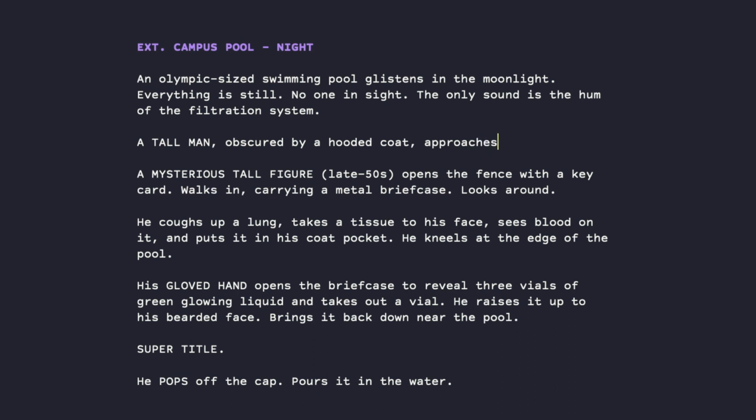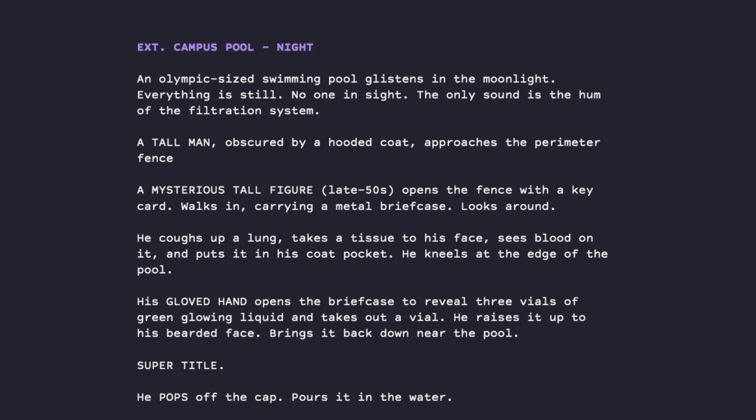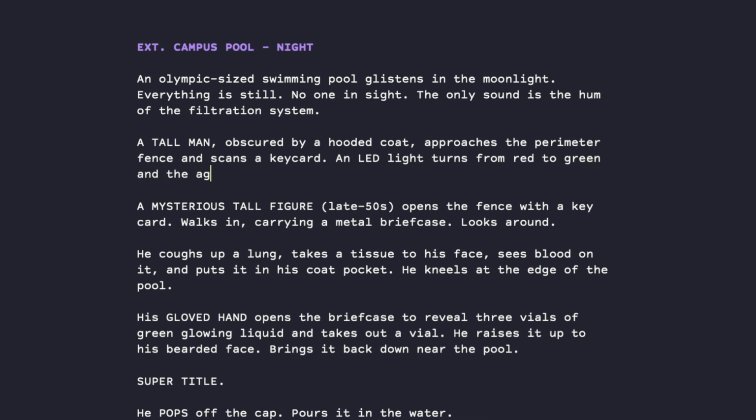Let's say approaches the perimeter fence and scans a key card. Maybe we can add in a little detail of the gate unlocking. Not necessary, but we could say an LED light turns from red to green and the gate unlocks.